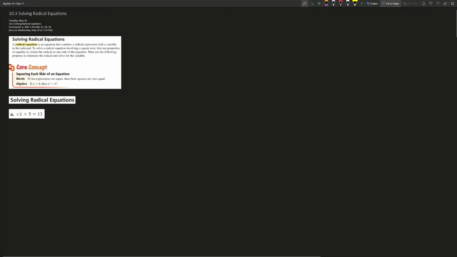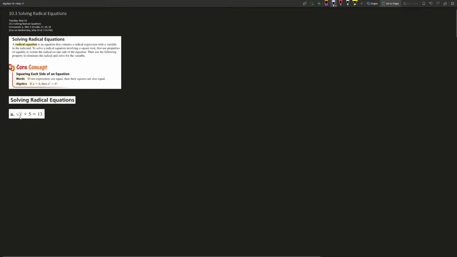So, squaring each side of an equation. If two expressions are equal, then their squares are also equal. In other words, if a is equal to b, then that means that a squared is also equal to b squared. That might be a little confusing, so I'll show you an example of what that means.